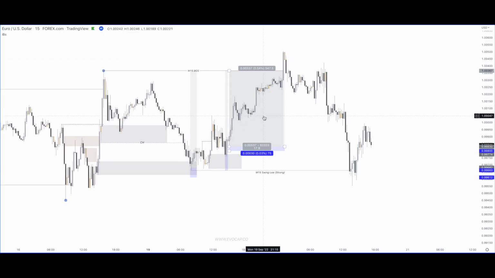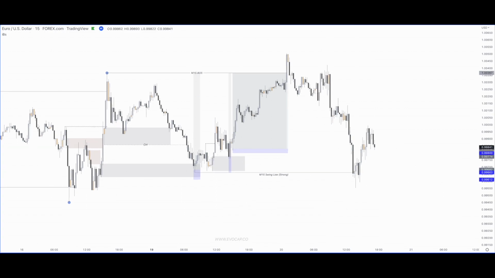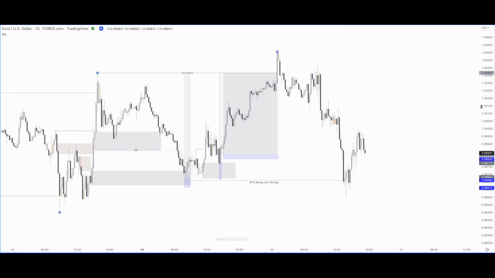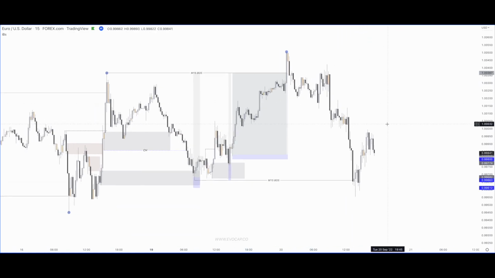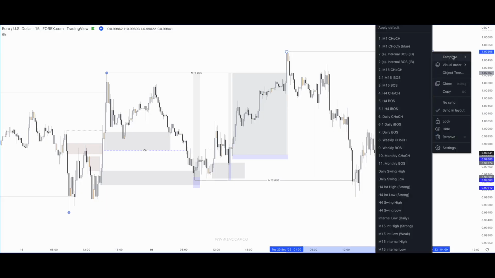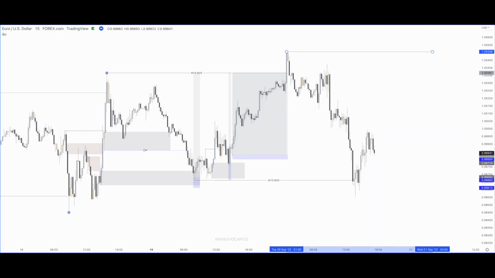So not the best price action, because essentially price is sweeping highs and sweeping lows. The M15 temporarily switched bullish, and now as you can see, the M15 has switched bearish again, meaning that this high then becomes our strong M15 swing high, right? So let me just change that quickly to M15 BOS. So this high up here becomes our M15 strong swing high.